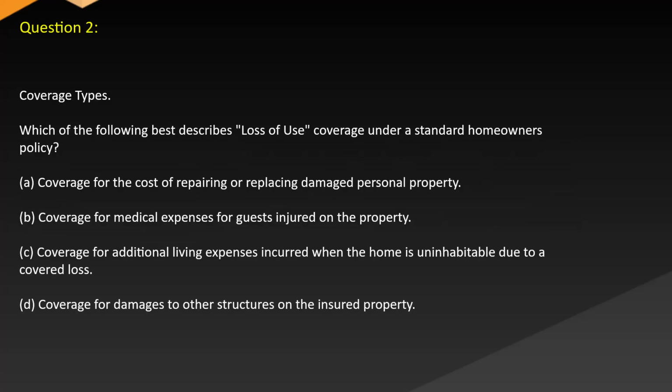Question 2. Coverage types. Which of the following best describes loss of use coverage under a standard homeowner's policy? A. Coverage for the cost of repairing or replacing damaged personal property. B. Coverage for medical expenses for guests injured on the property. C. Coverage for additional living expenses incurred when the home is uninhabitable due to a covered loss. D. Coverage for damages to other structures on the insured property.